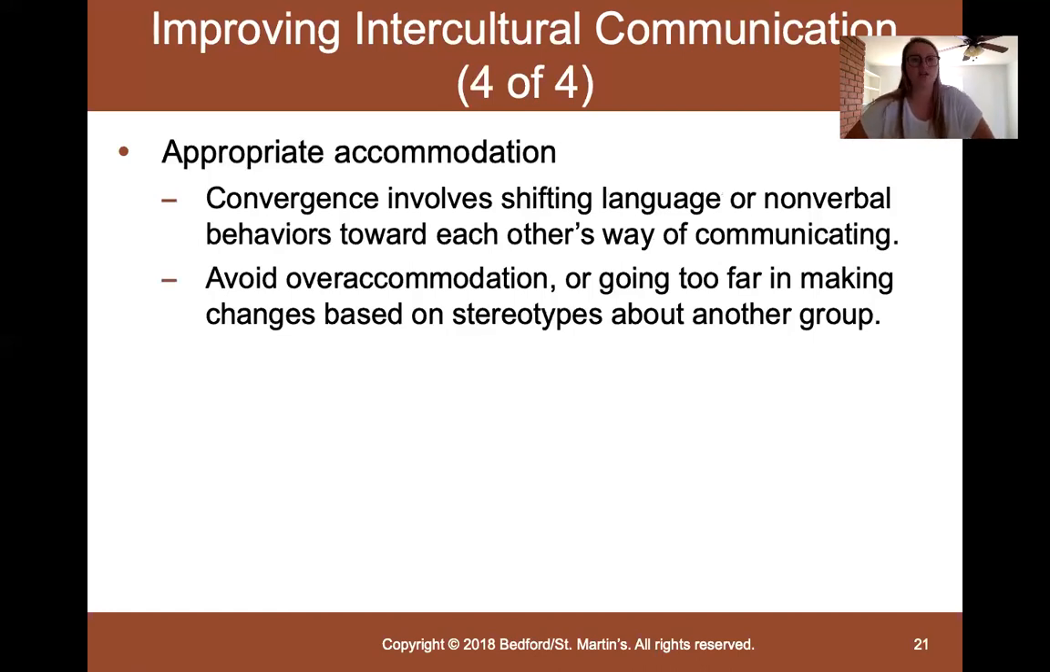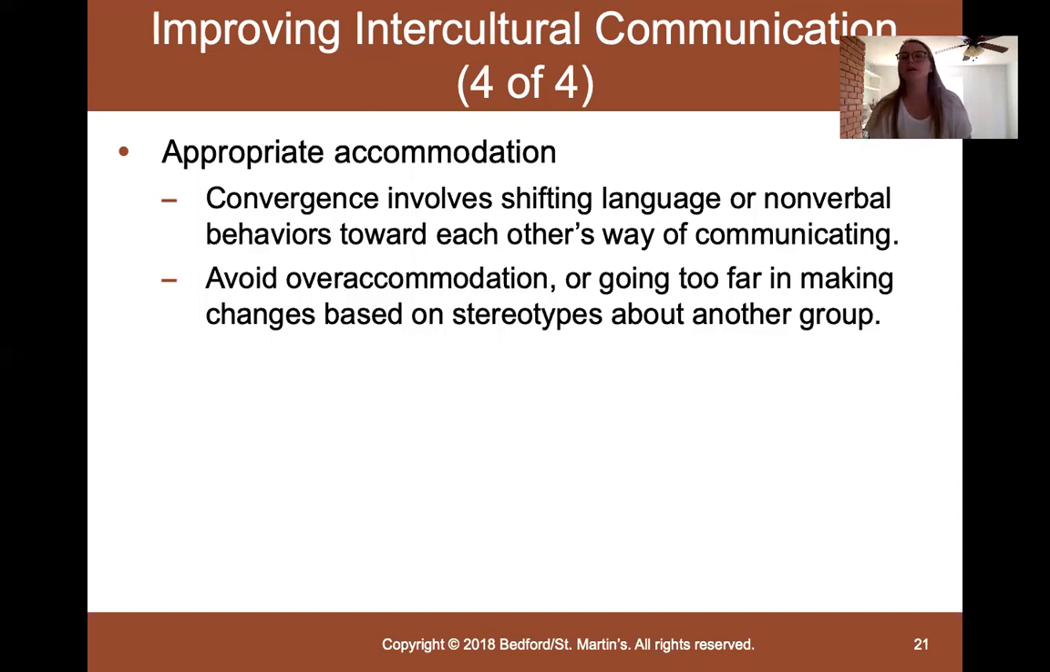Appropriate accommodation. Convergence involves shifting language or nonverbal behaviors towards each other's way of communicating. So once you know how someone else communicates, modify the way you communicate to meet them halfway and have them meet you halfway if you have different communication styles. It's just about reaching a mutual understanding. What we do want to avoid is over accommodation, or going too far and making changes based on a stereotype about another people group.